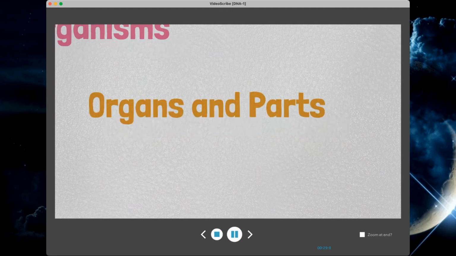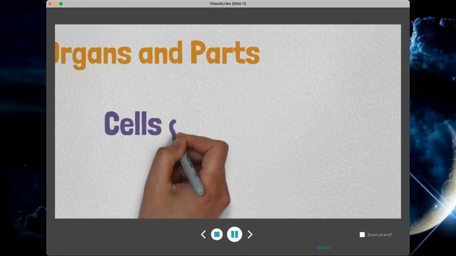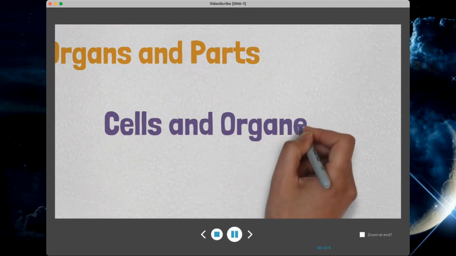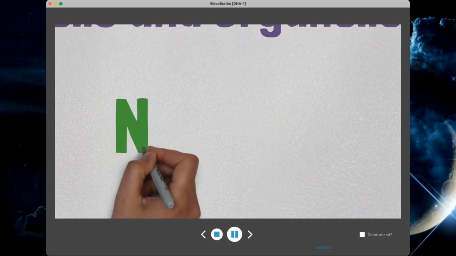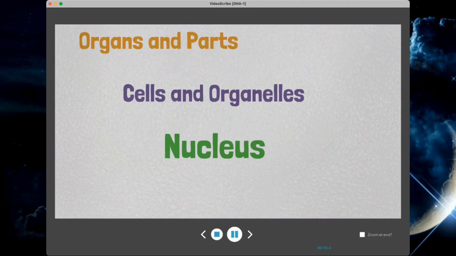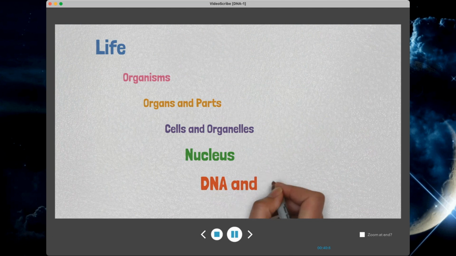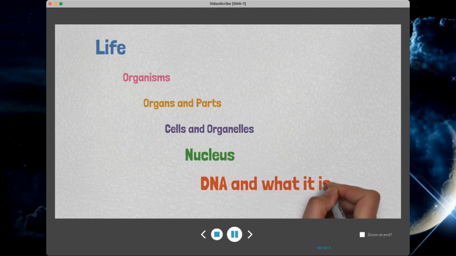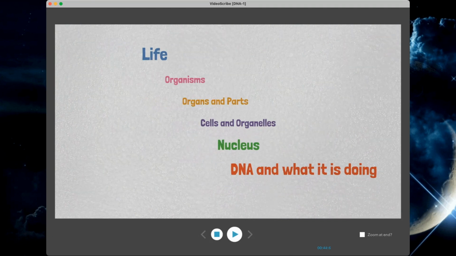We have organisms. We have organs and parts. We have cells and the parts of cells. And then we have the nucleus, which is where the DNA resides. Basically, that's kind of the Uber story, right? We start at our living cells, our organism.